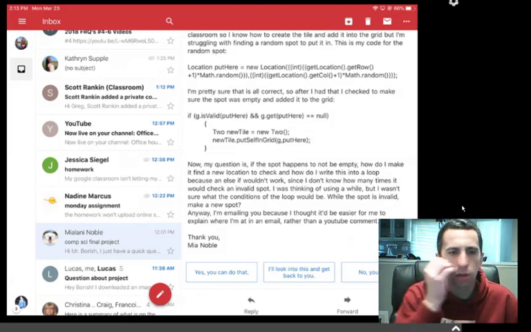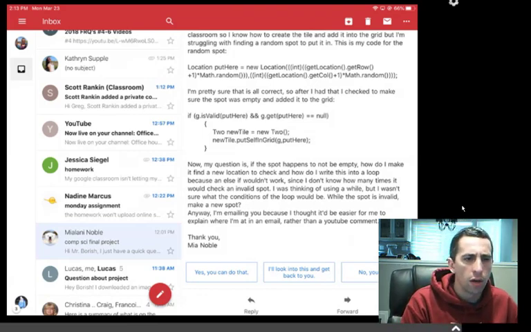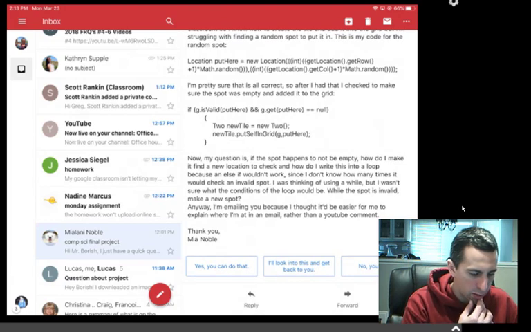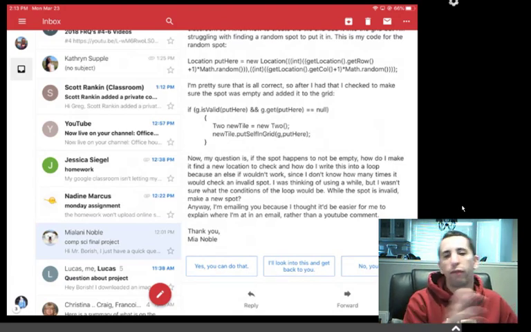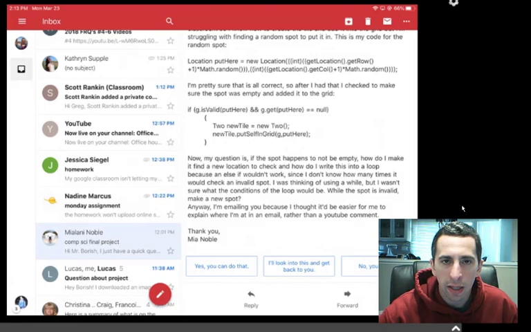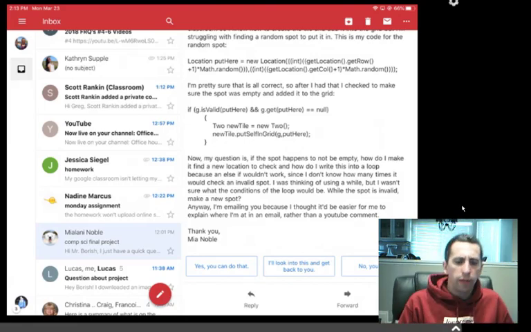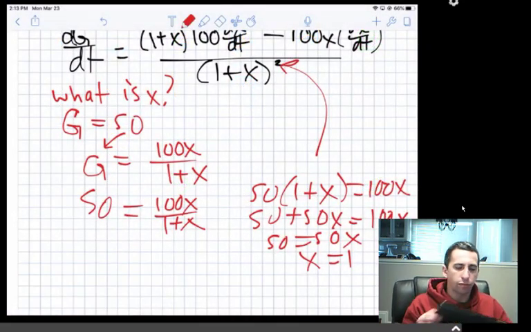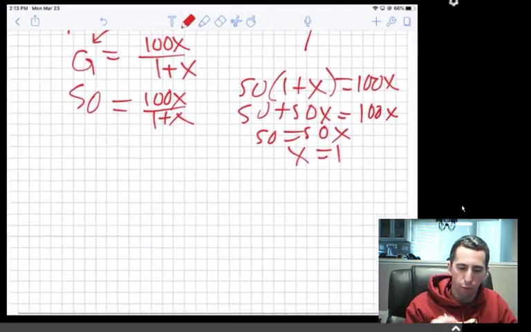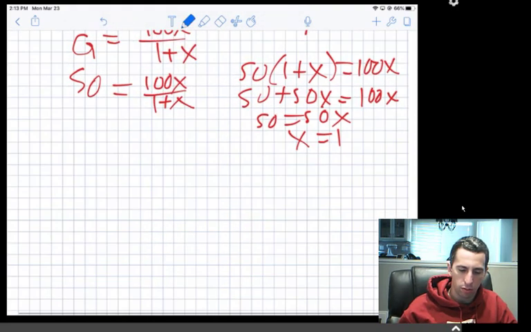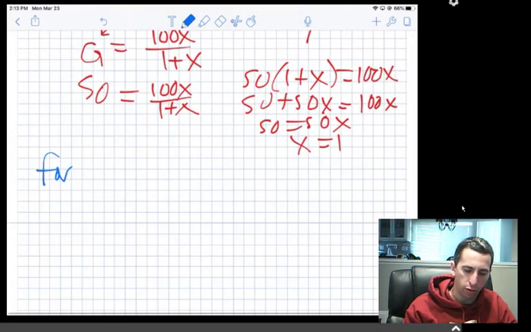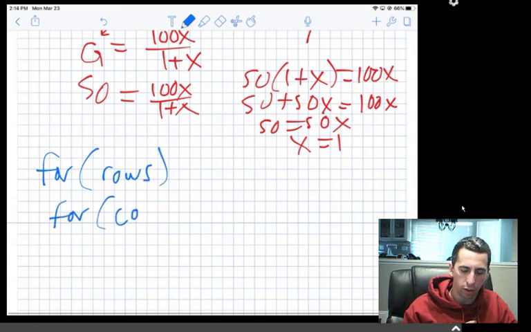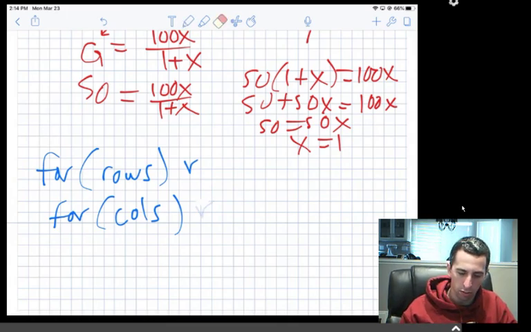Okay, here's what I think would actually be an easier way to do this. So you're trying to find the empty spot. So you know it's a 4x4 grid, right? So what I think the easy way to do would be set up a little loop here. So set up a for loop. You can have one for loop to go through all the rows and another for loop to go through all the columns. So say this is an R and this is a C.